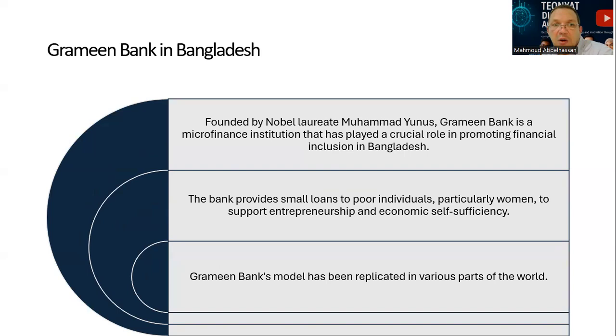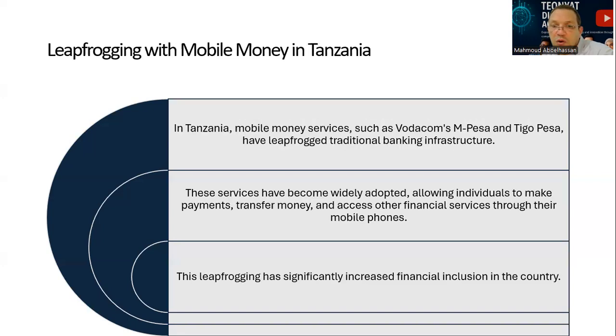Grameen Bank, founded by Nobel laureate Muhammad Yunus, is one of the microfinance institutions that has played a crucial role in promoting financial inclusion in Bangladesh, providing small loans for poor individuals, especially women, to support entrepreneurship and economic self-sufficiency. The Grameen Bank model has been replicated in various parts of the world.